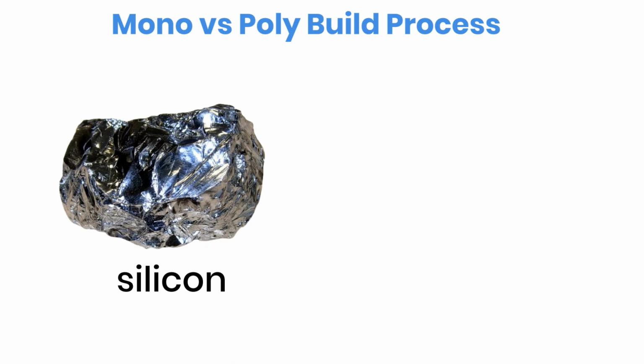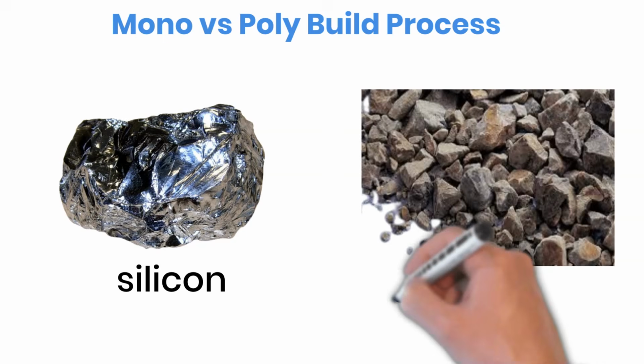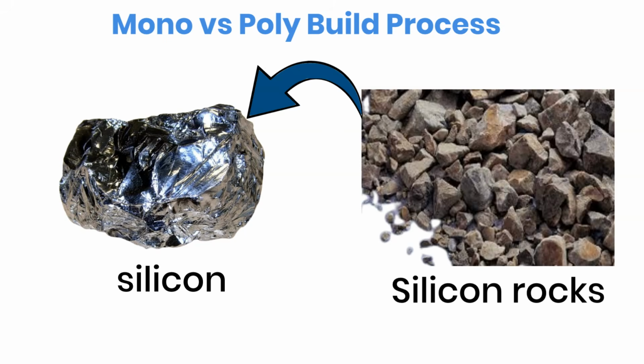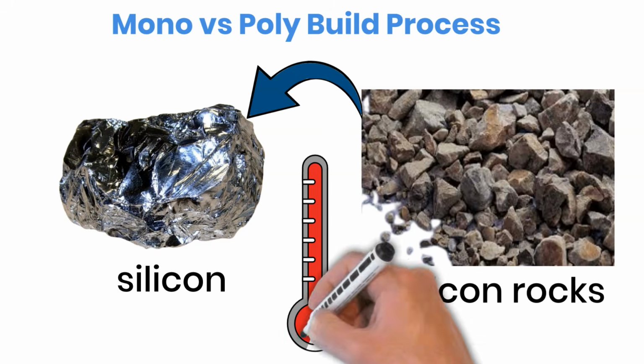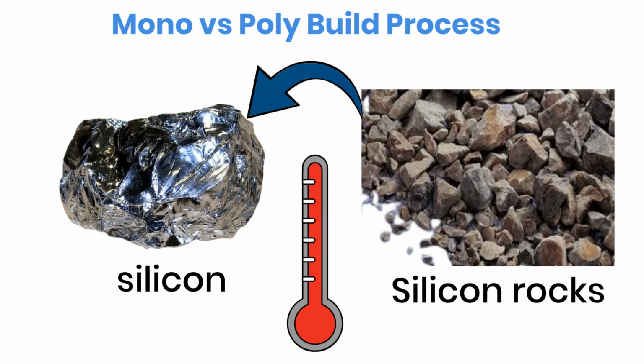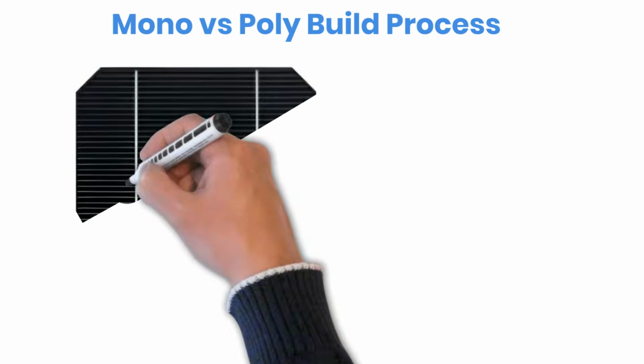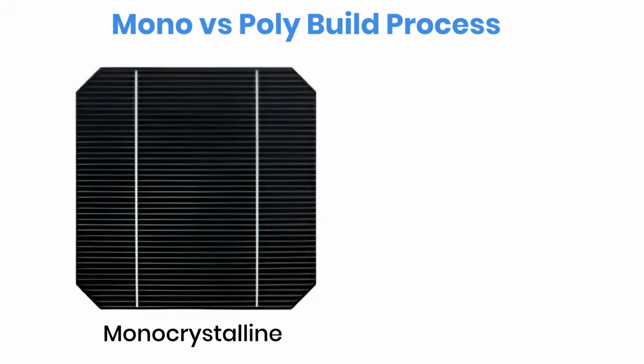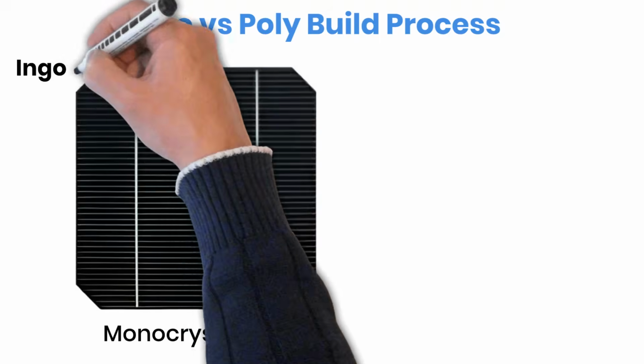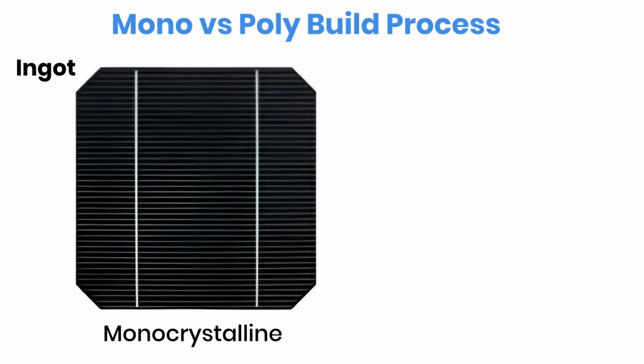Both types are made from silicon, which originally comes from silicon rocks. The process is complex and involves extremely high temperatures. For monocrystalline panels, a single silicon crystal seed is placed into molten silicon heated to around 2,500 degrees Fahrenheit. As the crystal seed is slowly pulled upward, a solid cylindrical structure forms. This structure is called an ingot. That ingot is then sliced into thin wafers, and those wafers become the solar cells.